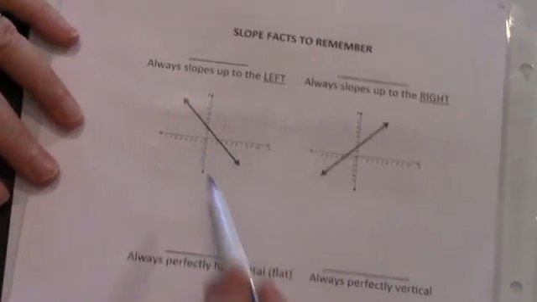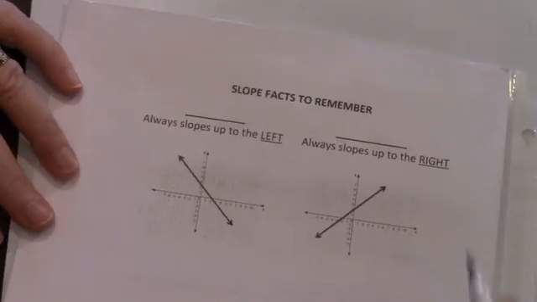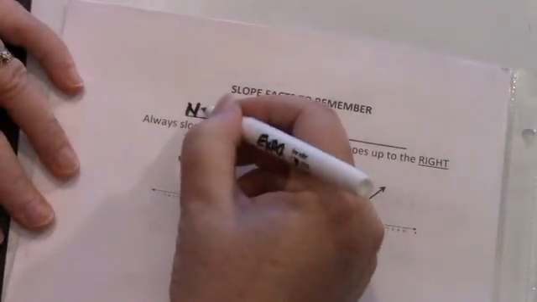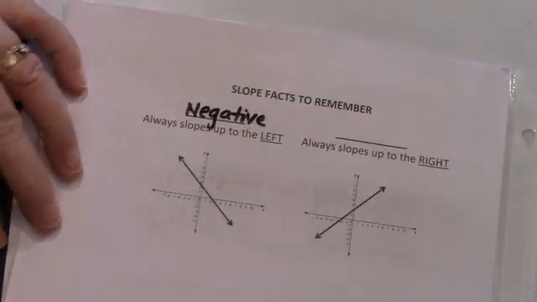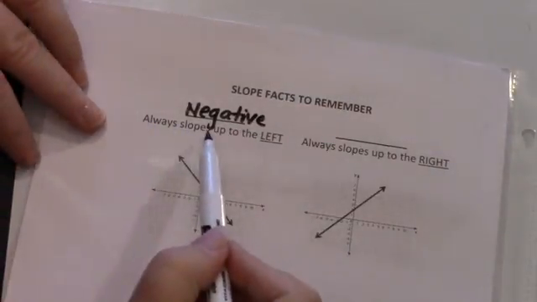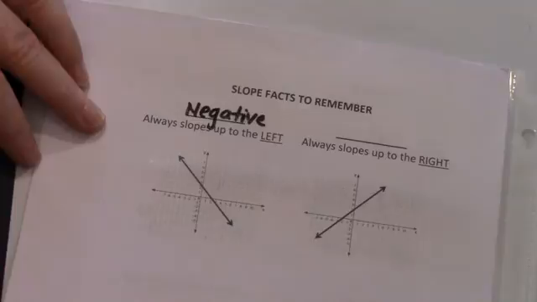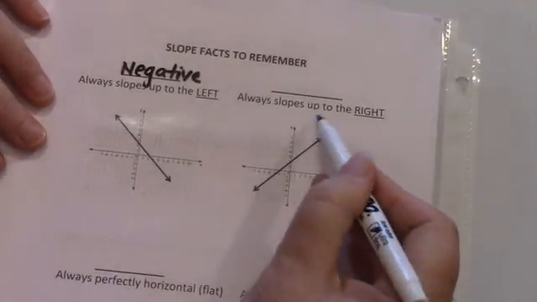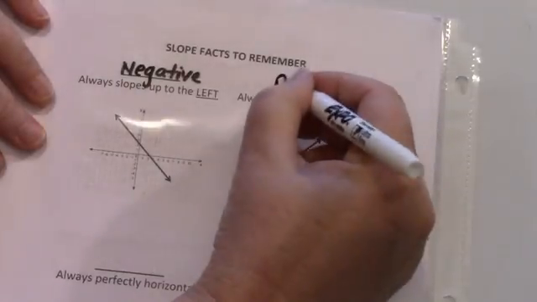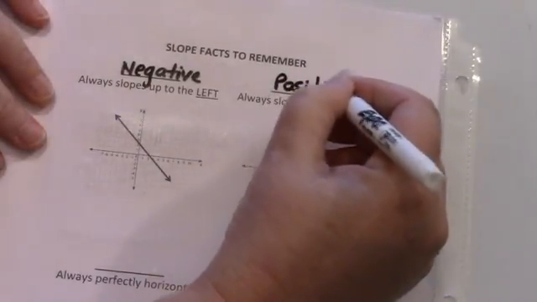When a line looks like this, it is negative. Negative slopes always slope up to the left. This line is going up and to the right. This is a positive slope.